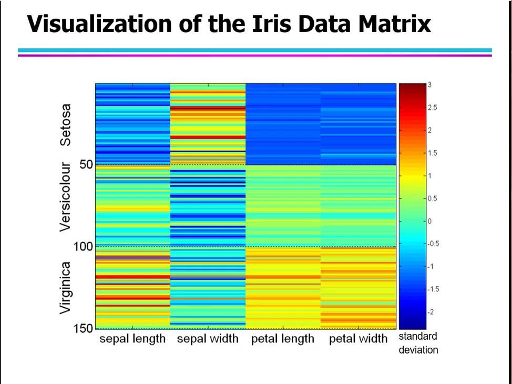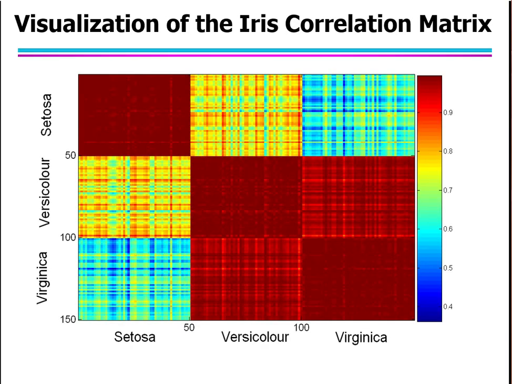Visualization of the iris data matrix. As you can see here, in the iris data matrix, each row represents an iris flower and each column represents an attribute. The flowers are sorted by class, which helps reveal patterns in the data. The color represents the normalized attribute values, making it easier to see similarity and difference between the flowers. Visualization of iris correlation matrix.